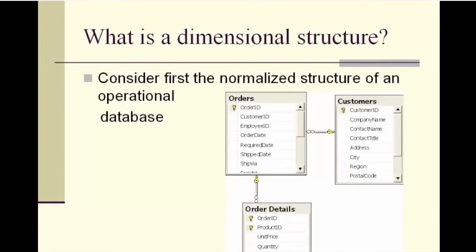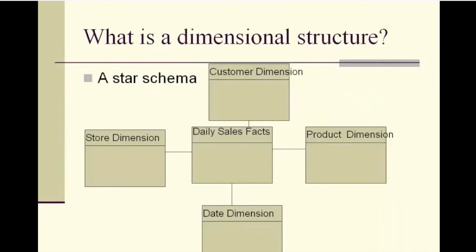So our operational database, our normalized structure, reduces any replication of data, which is of course very good if you're entering data, because if we have to change it, we don't want to change it in more than one place. The dimensional structure, however, is not focused on data collection, but rather on analysis of data. And we often organize this structure in what's known as a star schema.